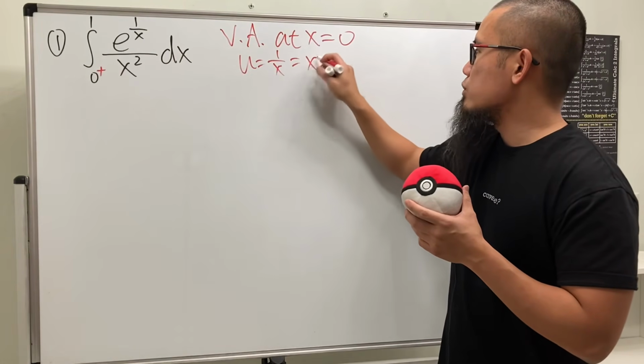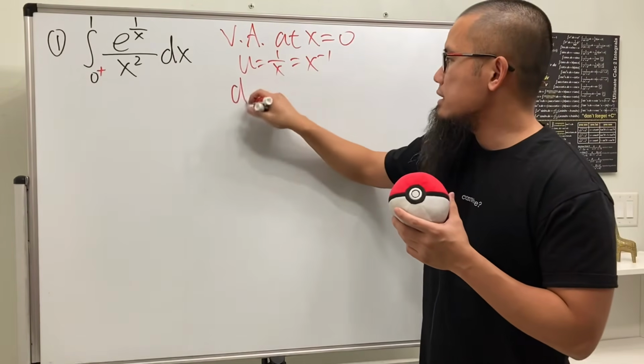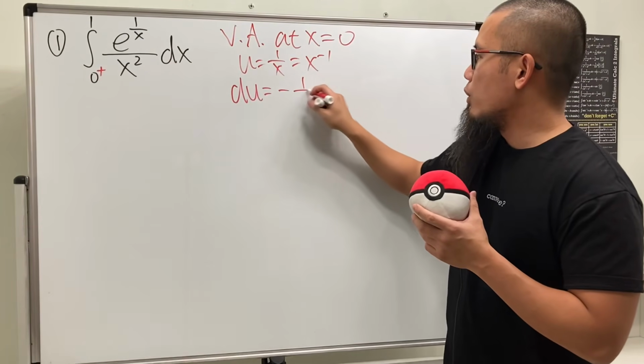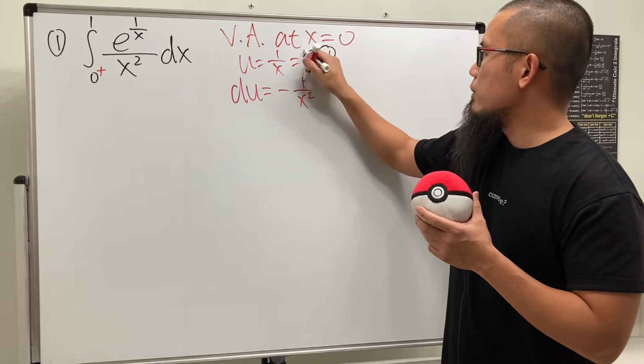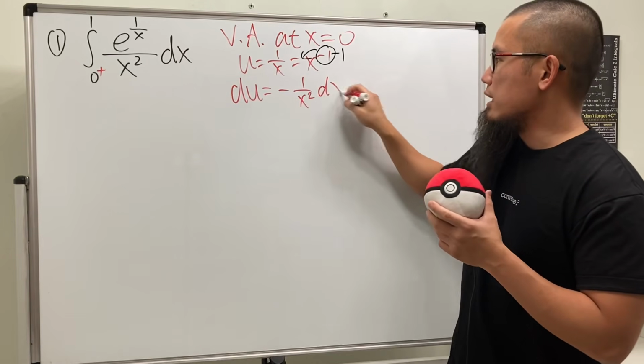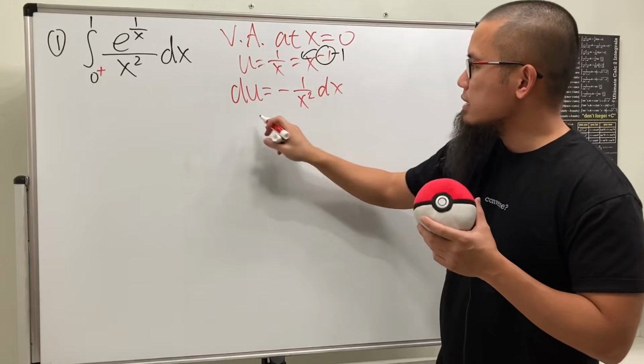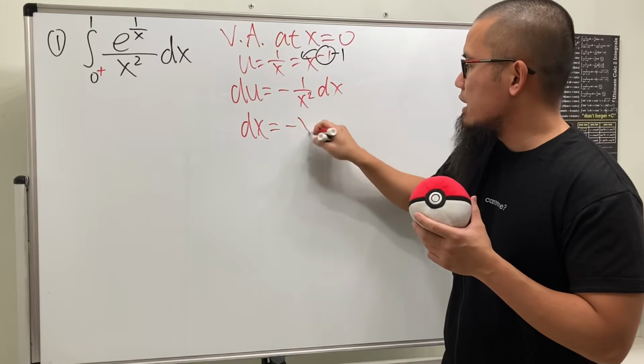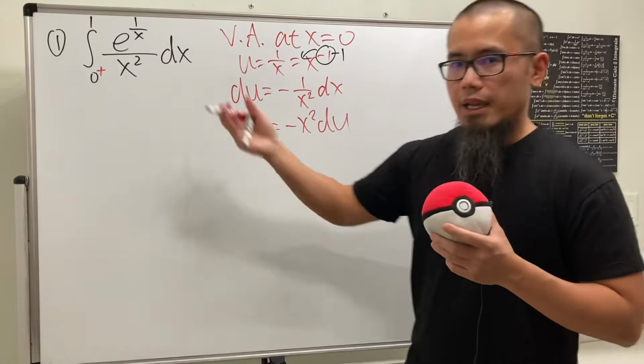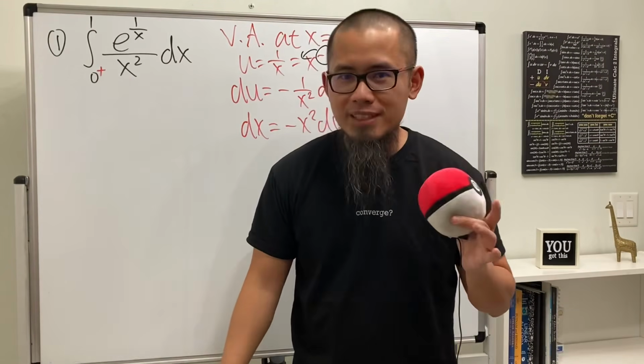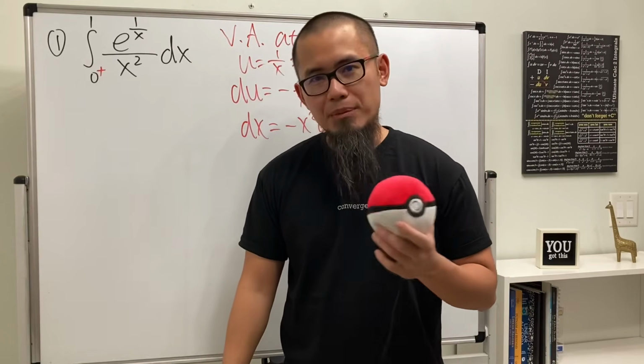which is just x to the negative 1. Differentiate both sides. du is equal to negative 1 over x squared, because we can bring this power to the front, minus 1, and then of course the dx. And then multiply this on both sides, we get dx equals negative x squared du. And now take this integral to the happiest place for the integrals, namely the u world.